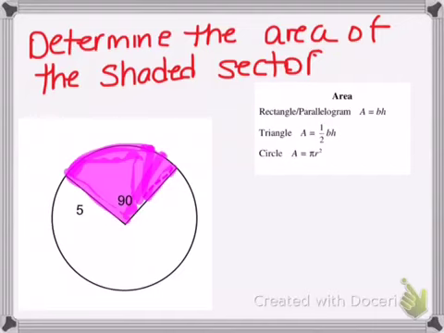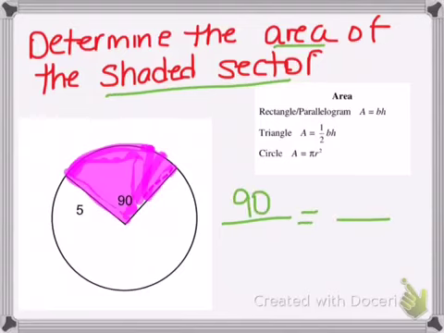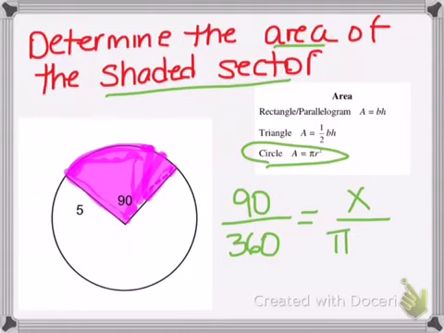Now we want to use that to determine the area of the shaded sector. Now a sector is just a piece of a circle. I've got that shaded in purple. So again, we're going to use the fact that they're similar. So we're going to set up our proportions. So the part of the circle is 90 degrees. The whole circle is 360 degrees. I want to find the shaded sector, that's the part of the circle, and I'm going to use my area formula to get the area of the whole circle. So I'd say pi times 5 squared. And then I would cross multiply to solve my proportion. So that would give me 360 times x equals 90 times pi times 5 squared.